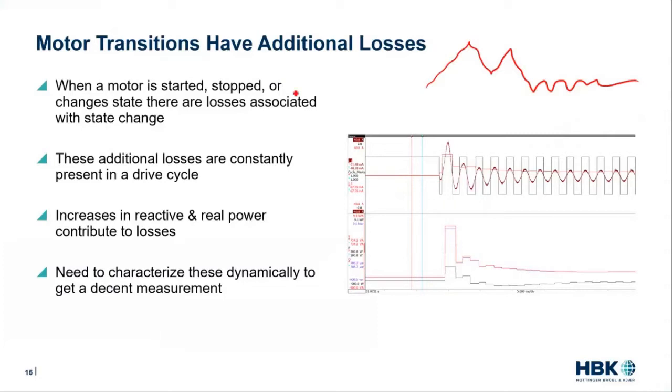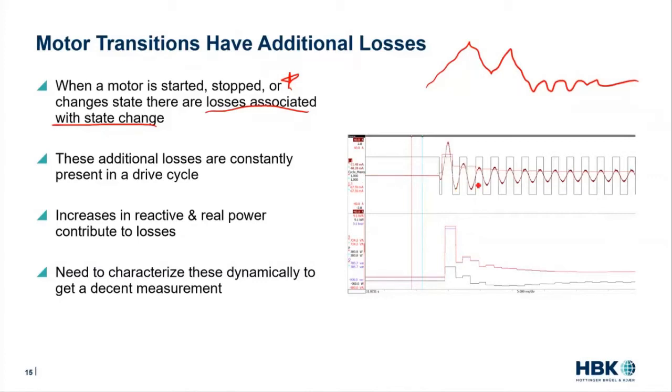Well, when a motor is started, stopped, or changes state, there are losses associated with that state change. And rather than tell you through words, I think this picture on the right-hand side does a really good job of explaining it. So we have a machine, it's spinning at a certain speed, and then we apply a load to it. And what I have on the screen here is just a single phase of current, because a single phase of current illustrates my point. And we can see we have no torque, so we have no current, and then we apply a load. And we can see we get this really kind of big spike.